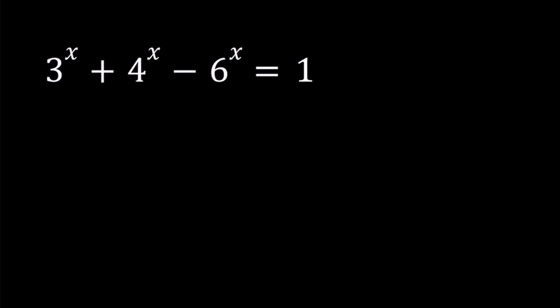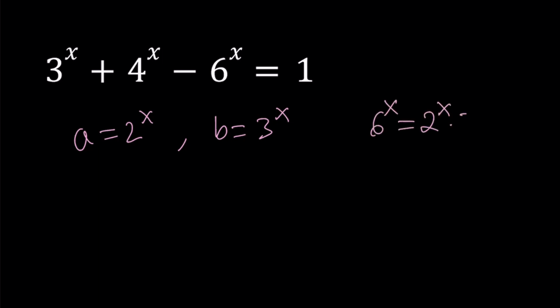So to solve this problem, I'm going to use one of my favorite methods, which is substitution. If you said substitution, you guessed it right. So I'll set a equal to 2 to the power x and b equal to 3 to the power x. And notice that 6 to the power x can be written as 2 to the power x times 3 to the power x because the bases are multiplied when the exponents are the same. So from here, we can safely say that 6 to the power x can be written as ab. Great. So let's go ahead and substitute everything into our equation.